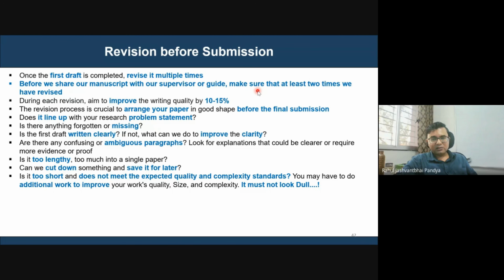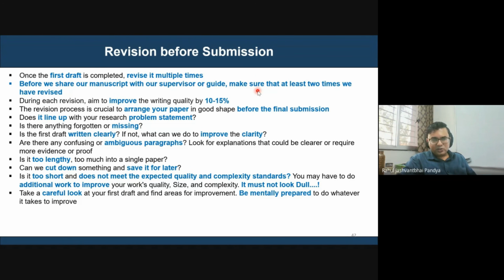It should not look very dull. If additional work is required after writing the first draft, most of the cases, once we write the first draft, we'll come to know that the work is not sufficient. Then we must go and work again, right? And put in more outcomes, more methods, which is fine. But it should not look dull.